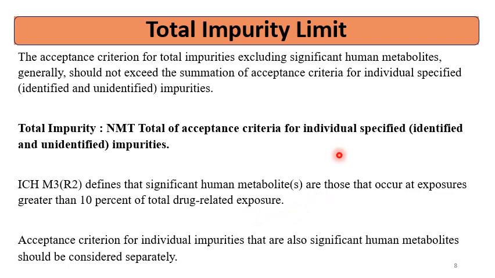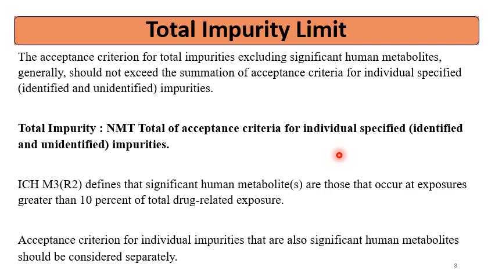So this metabolite criterion is also there. If the impurity is a significant metabolite, then the limit specified may be higher, because these are significant human metabolites, and generally metabolites are considered qualified in the preclinical and clinical studies. There will be a very important and informative video on impurity limits for significant human metabolites, and it will come very soon.